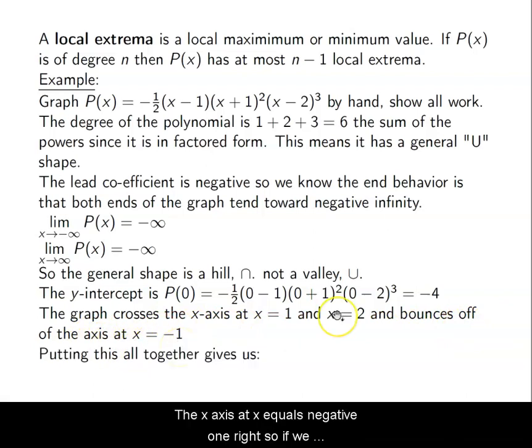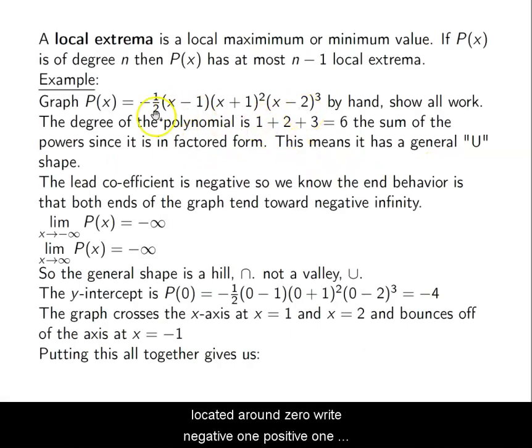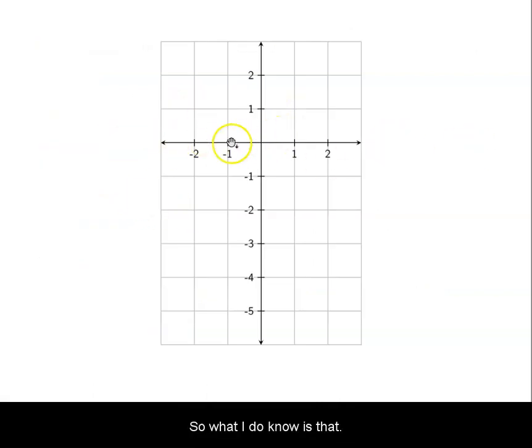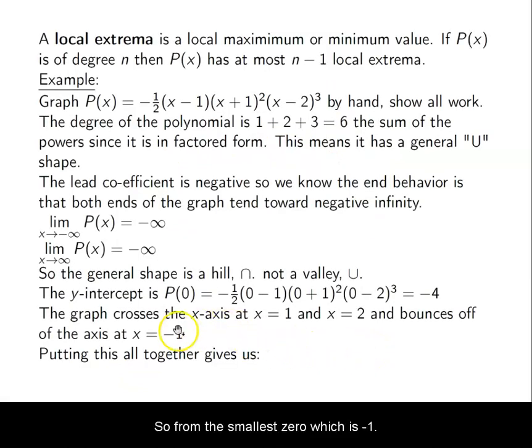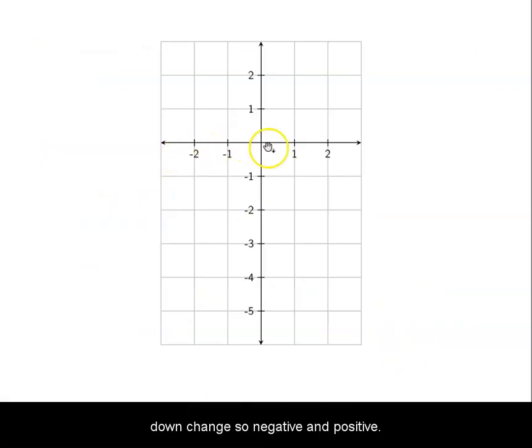All right, so if we put all this together, I don't have to go too far because my zeros are located around 0: -1, +1, +2, so I don't have to go too far on my x-axis. What I do know is that after the zeros that I do have, I go down. From the smallest zero, which is -1, I'll go down. From the largest zero, I go down. So -1 and +2. I know that those are my zeros.